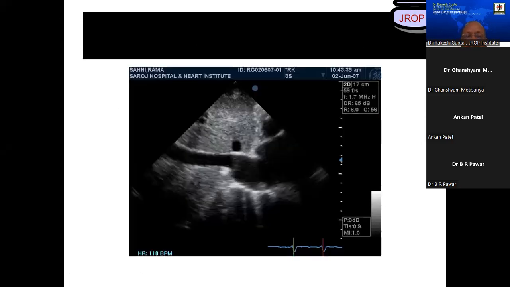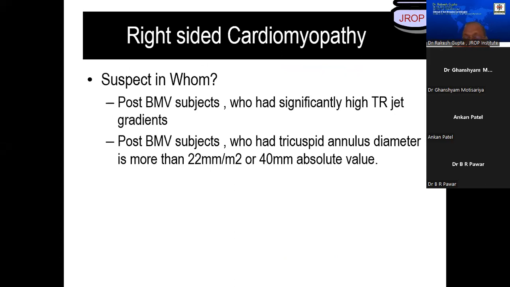So in whom should we intervene in this population? This is no longer happening, because about 15 to 20 years back, we were not addressing the right side in these BMV patients. They had at that time very high TR jet velocity gradients, and their RV tricuspid annulus diameter was very high, like more than 22 millimeters per meter square or 40 millimeters in absolute value.